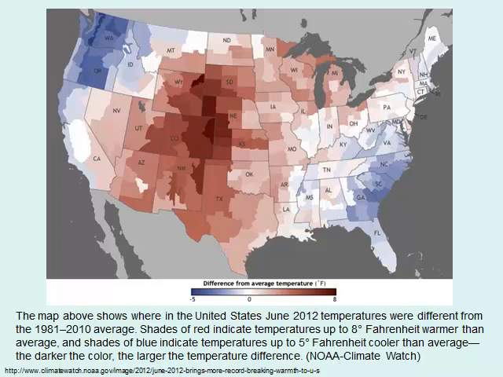So this is showing the difference from the average temperature for each state. The average data that the current 2012 temperatures were compared to is the average from 1981 to 2010. The darkest red is going to be up to 8 degrees warmer than the average. Anything blue is going to be up to 5 degrees cooler than average.